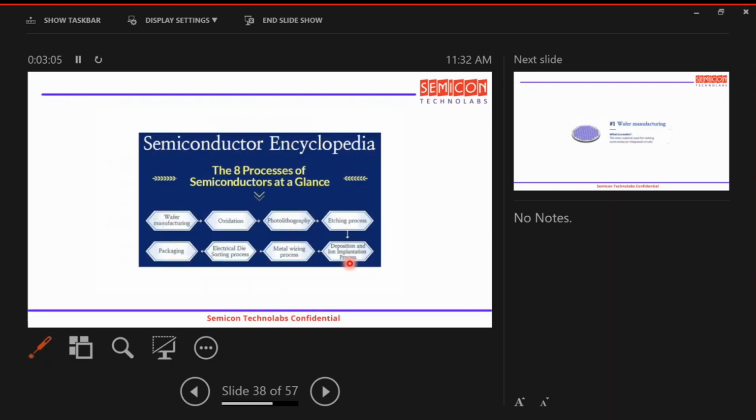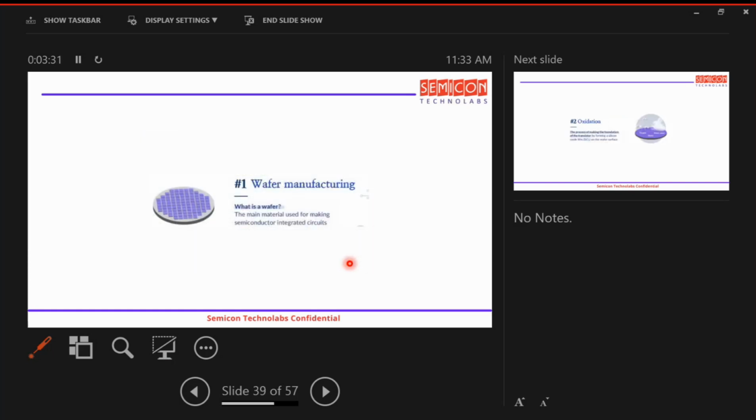Okay, semiconductor encyclopedia. Now this is where we go through the manufacturing process. So wafer manufacturing, oxidation, photolithography, etching process, packaging, electrical die sorting process, metal wiring process, deposition, and ion implantation process. These are the 8 main steps of the semiconductor process at a glance. So wafer manufacturing: what is a wafer? The main material used for making semiconductor integrated circuits. This material itself is nothing but silicon.